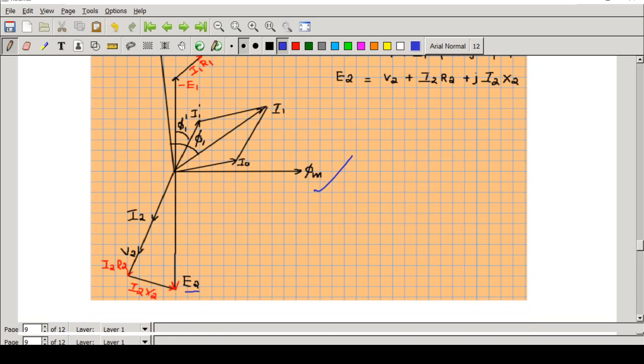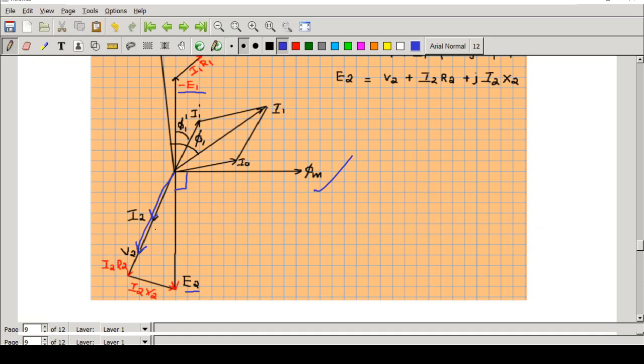It is lagging by 90 degrees. And here we have E1. Now I have represented E1 on the other side, that is why I am writing it as minus E1. Then here we are considering a resistive load. So suppose this is the voltage vector V2, you can see the current vector here. Both are in the same line, which means they are in phase.